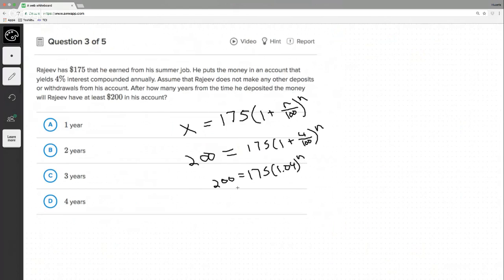Okay, so you know what? This one is, I'm really going to use a calculator because this is a little crazy. So first thing we're going to do is we're going to divide by 175.